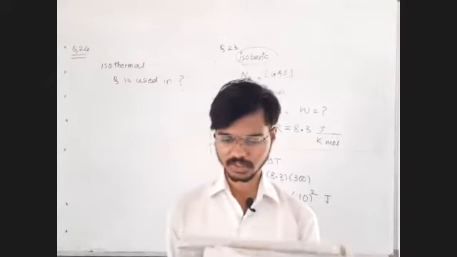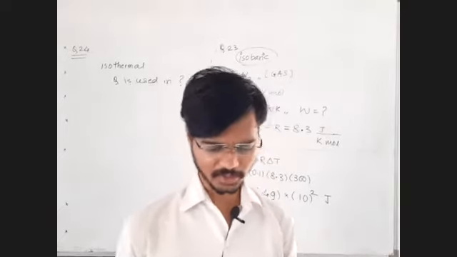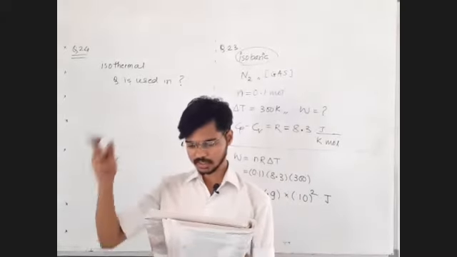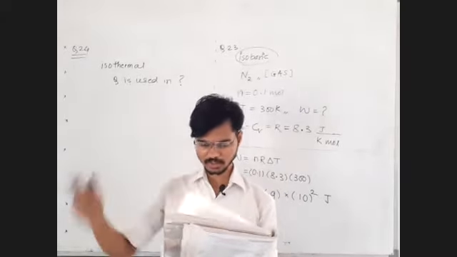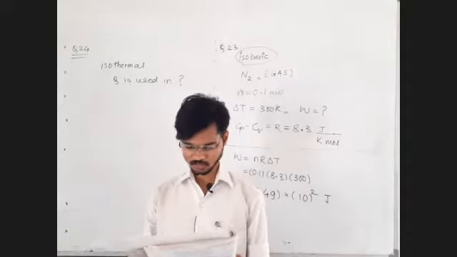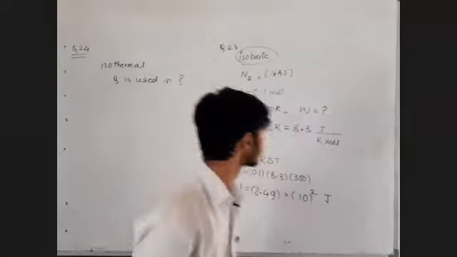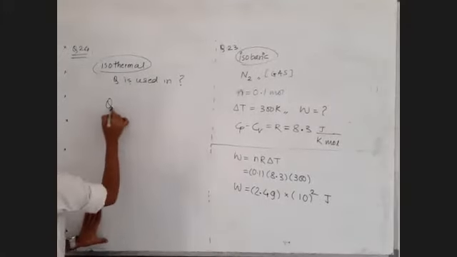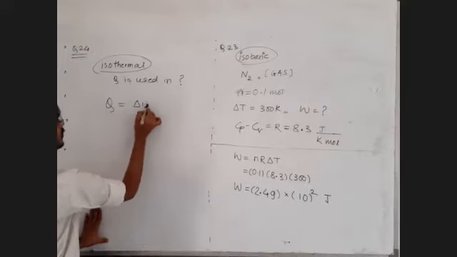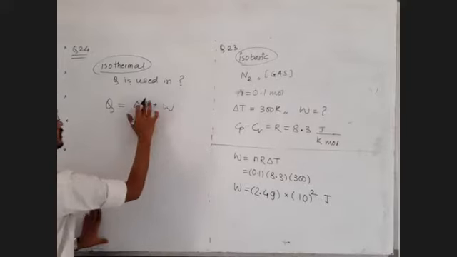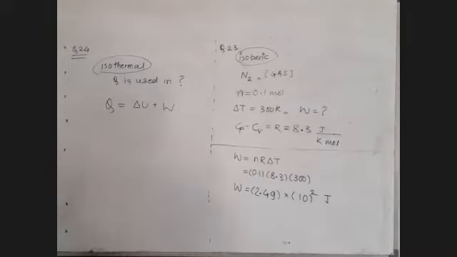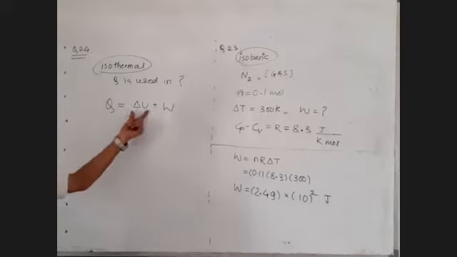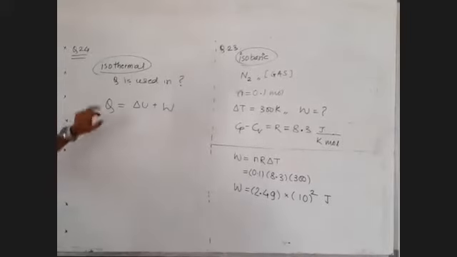First option is increasing internal energy. Second is increasing temperature and doing external work. Then doing external work only. Then increasing internal energy, increasing temperature and doing external work. Okay, let's see. Isothermal. Generally, Q is used in two tasks: delta U and W, increasing internal energy and doing external work. Generally Q is used in this and this, but it is isothermal.